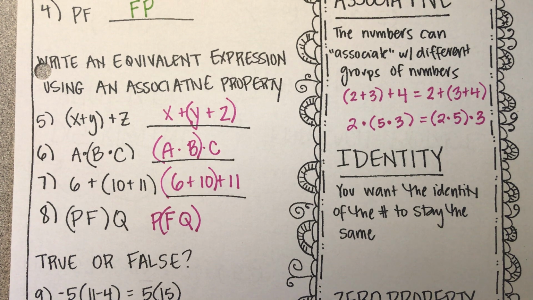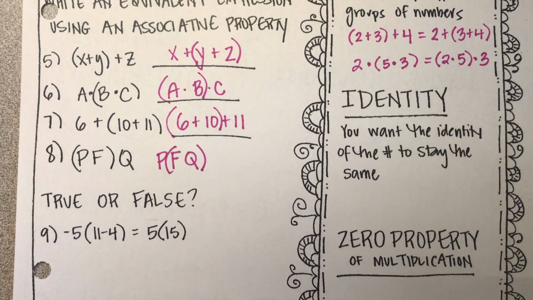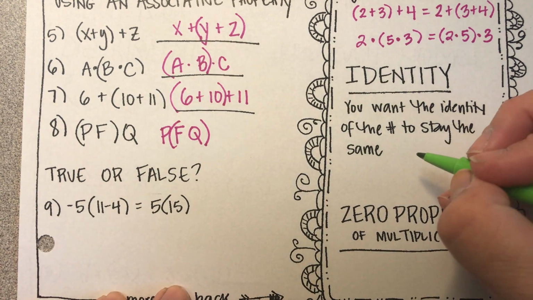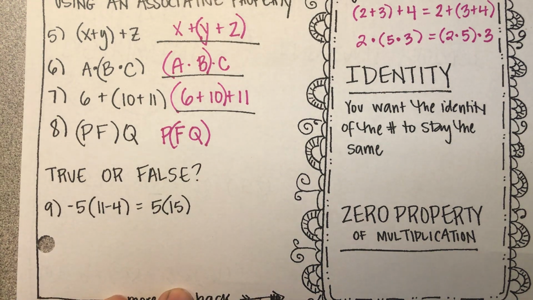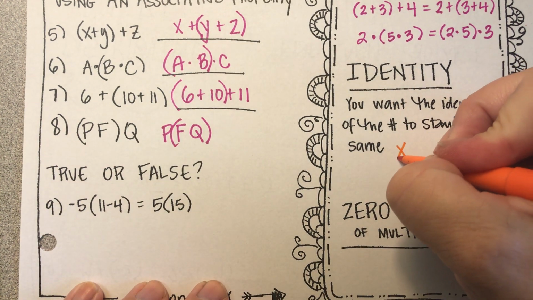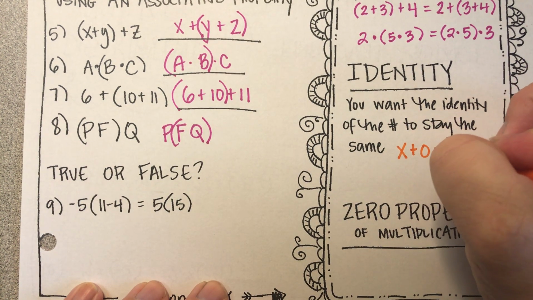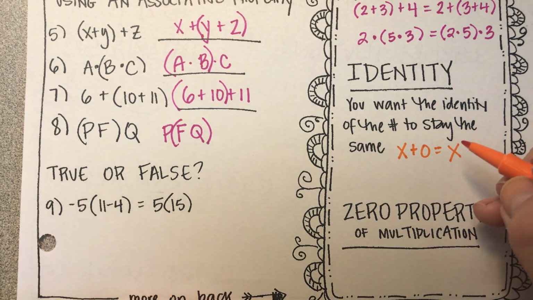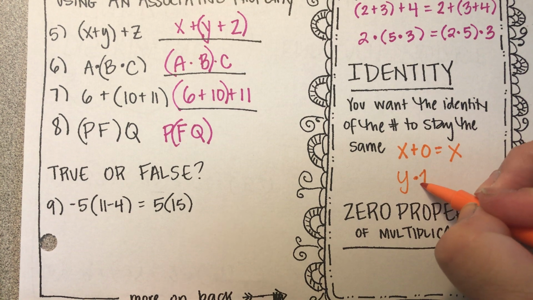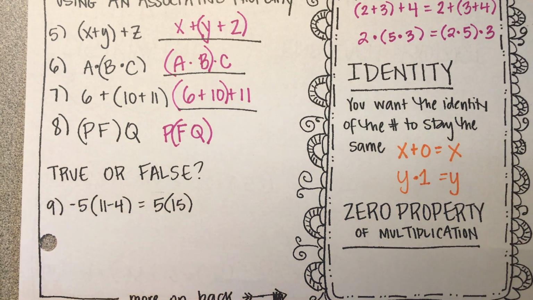Then the identity property is when you want the identity of the number to stay the same. So let's think about it. What can we add to any number to keep it the same? Hopefully you're saying 0. Any number plus 0 is going to stay the same. And what can you multiply by? Any number times 1, the number is going to stay the same.